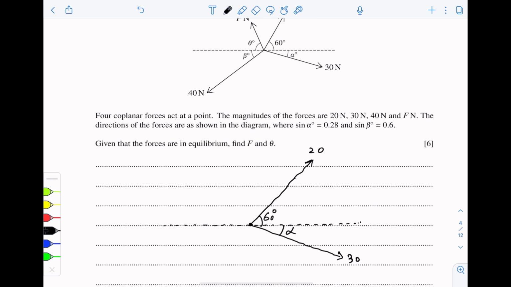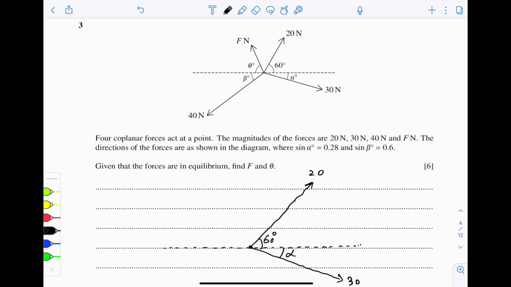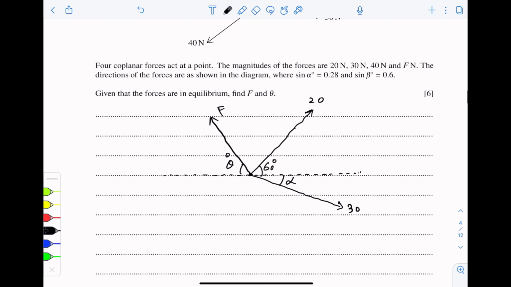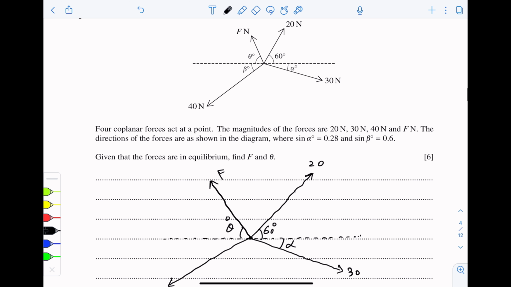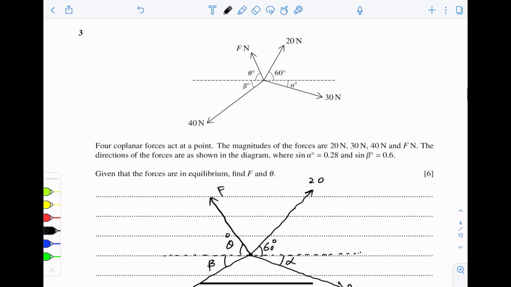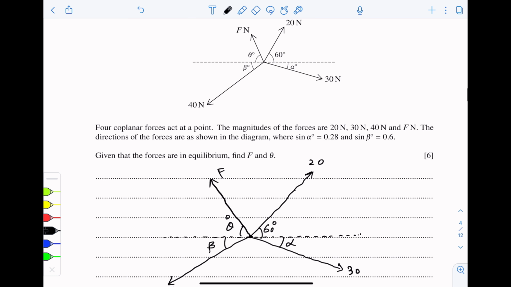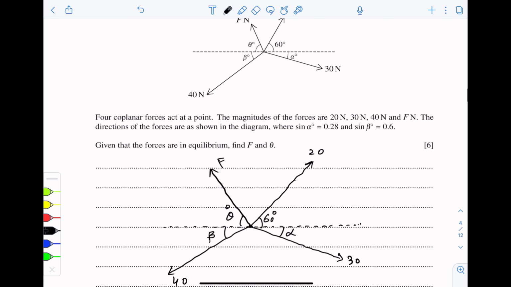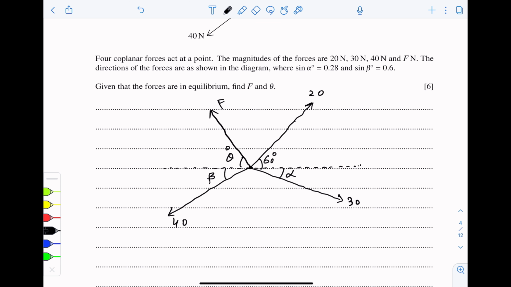Making angle alpha. This force is F Newton, making angle theta degree, and this force is 40 Newton, making an angle beta. Now first we will resolve these forces.